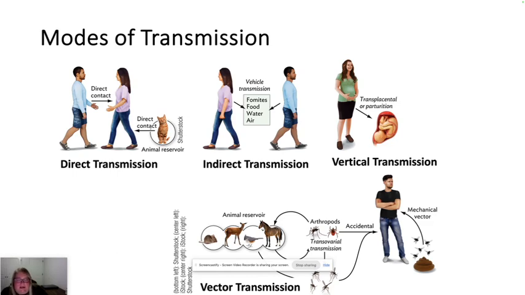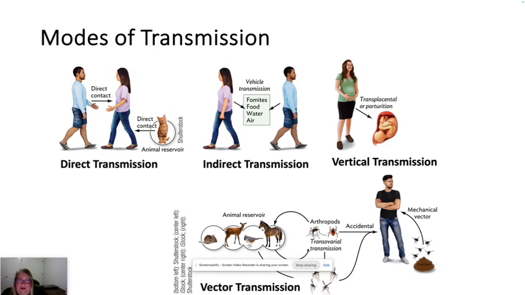Okay, so section 2.3 is all about modes of transmission, so how we spread disease. We have four modes. We have direct transmission, indirect transmission, vertical transmission, and vector transmission. These are all a little bit different, and you need to know all four of these.